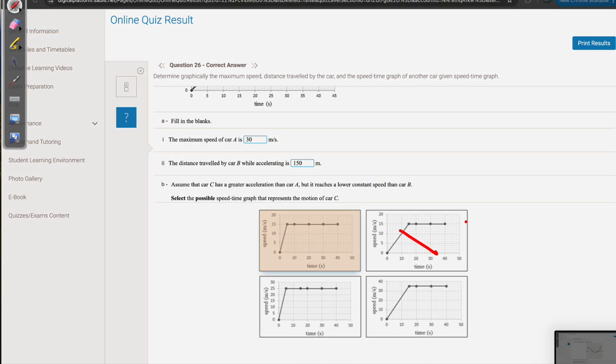this isn't steeper, and this is, the constant speed is more than 20. And this as well, it's more than 20. So this is the case because when it's accelerating, it is less steep than A, but the constant speed part is lower than B, which is 20.